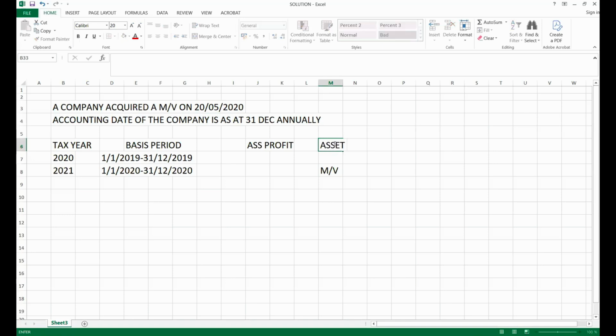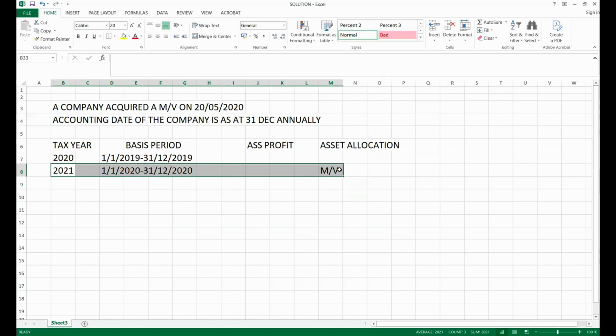So we now have an asset allocation. That's what they mean by basis period for capital allowance. So you are going to start claiming capital allowance on this motor vehicle from 2021 year of assessment.